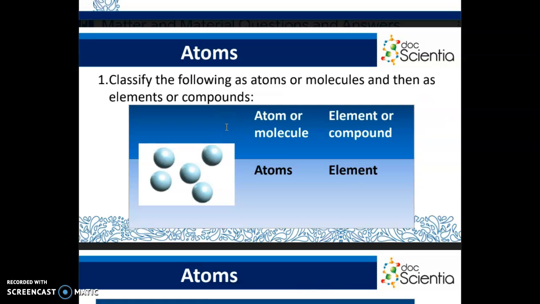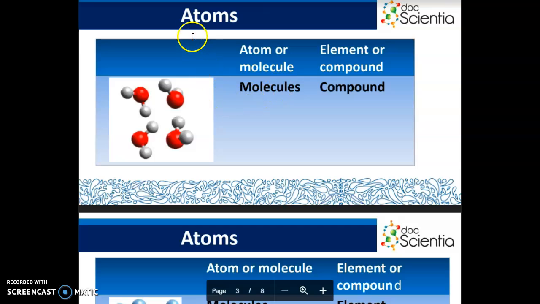Question number 1. Classify the following as atoms or molecules and then as elements or compounds. Is this picture an atom or a molecule? It's an atom. It's single ones. Is it an element or a compound? Atoms are always elements. Is this picture an atom or a molecule? Molecules, because there are different ones. And is this an element or a compound? It's a compound because it's a combination of molecules.